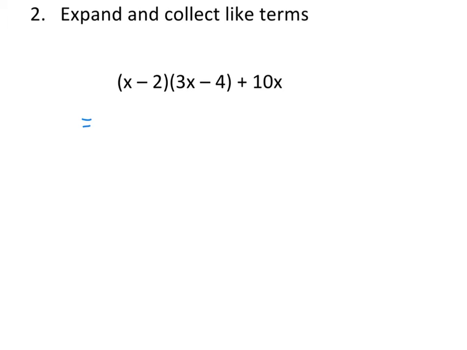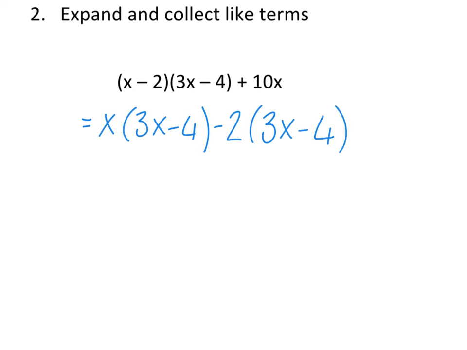So we'll take the x from the first bracket and multiply it by the second bracket. And then we take the other thing from the first bracket, the -2, and multiply it by the second bracket. And then we can't forget the plus 10x tagged on here at the end for the time being.